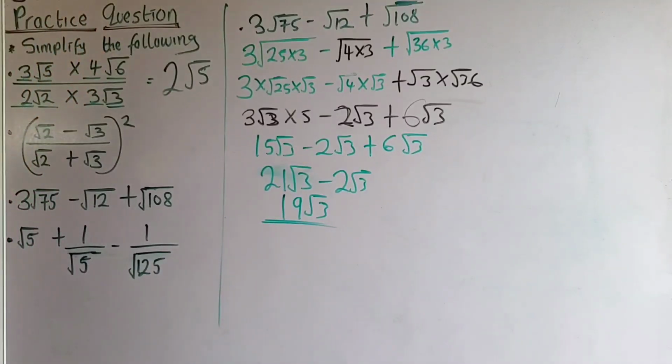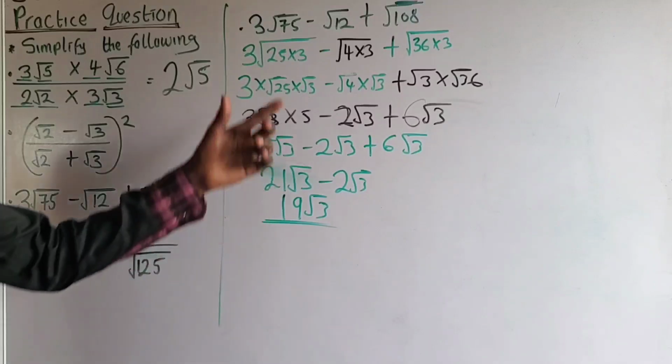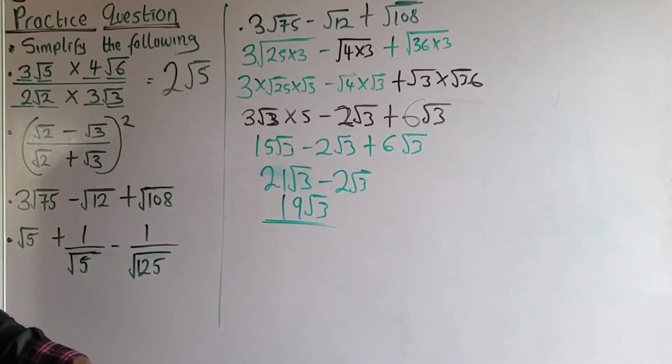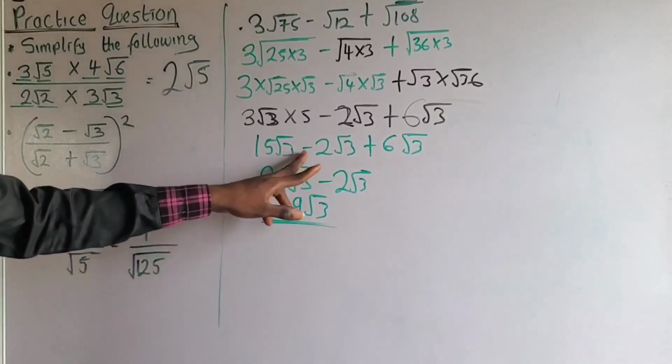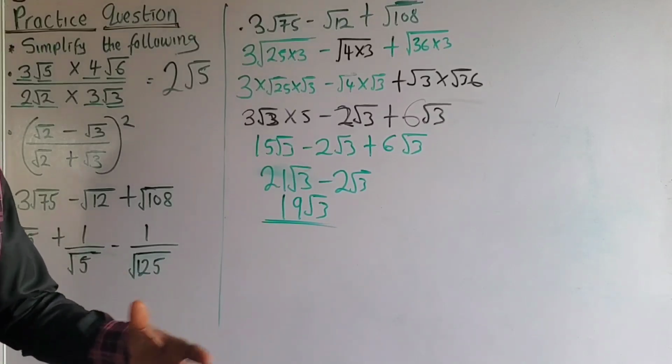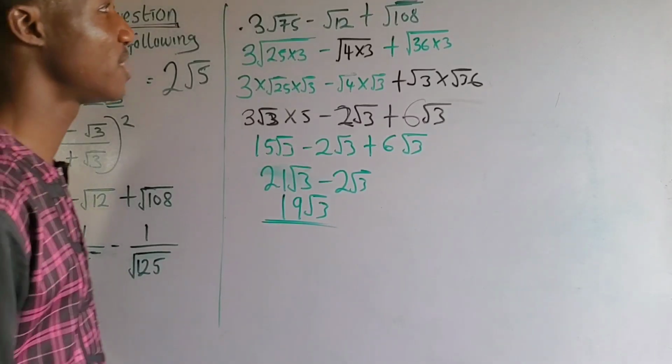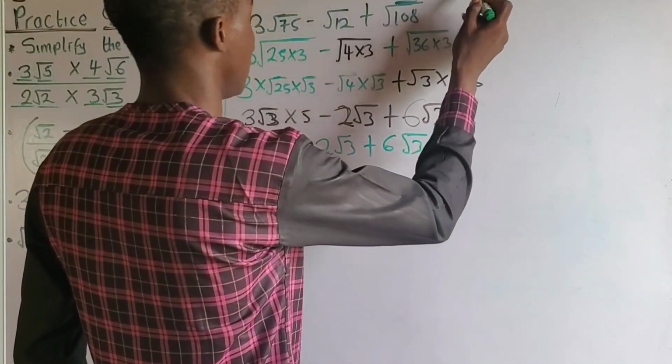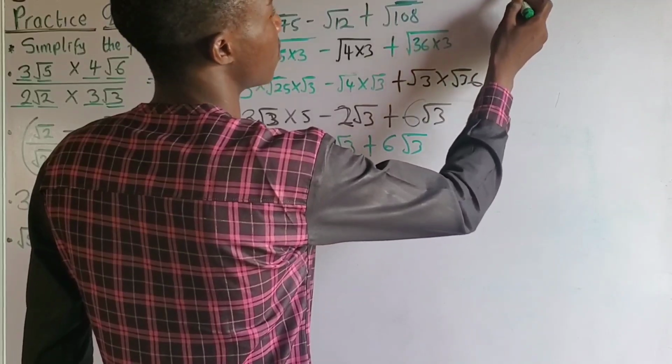So you can see how I simplified it. I first rewrite the irrational part, you understand? I write the irrational part as the largest square. Having done that, I simplify it. And I discovered that when I got here, all the terms have the same irrational part. It's just as if having 15x minus 2x plus 6x.